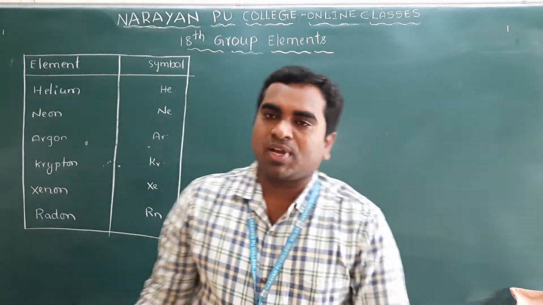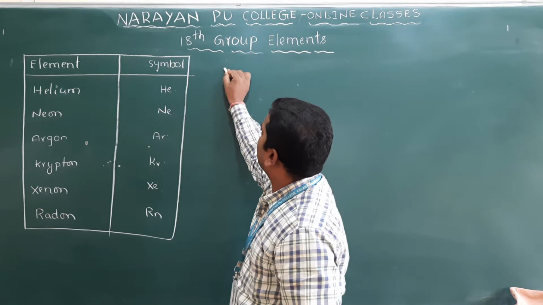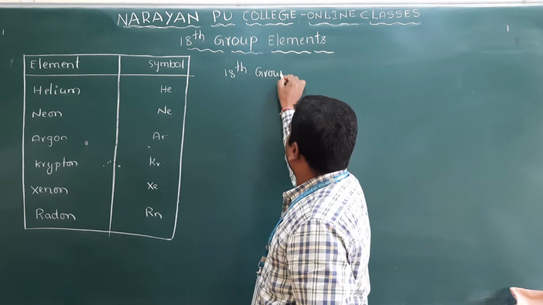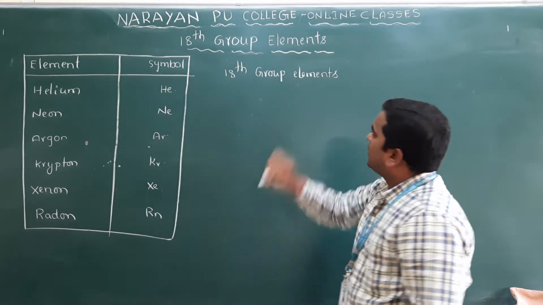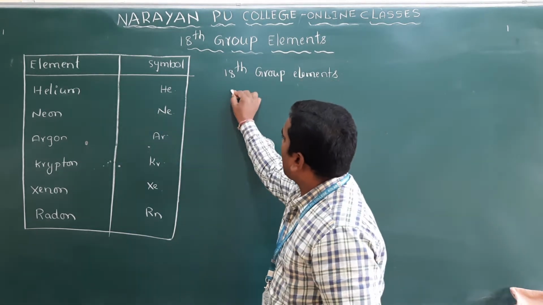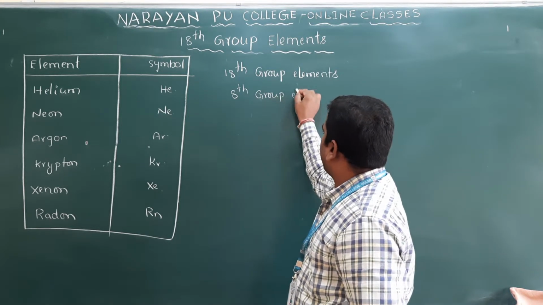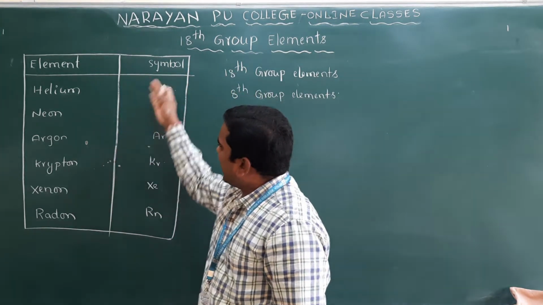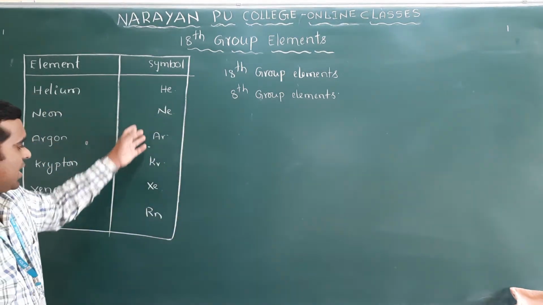These are the elements present in the 18th group, and these elements are called 18th group elements. If you don't consider the d-block elements, it can also be called the 8th group elements. Clear? You know that these are all gases only. So the 18th group elements are all gases.